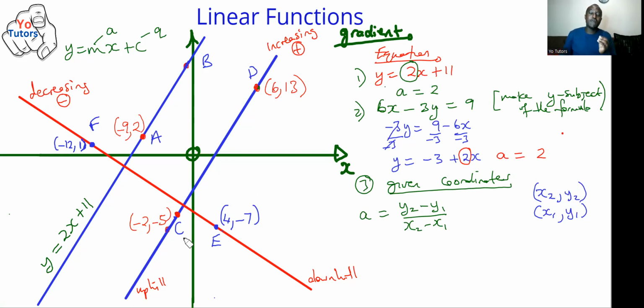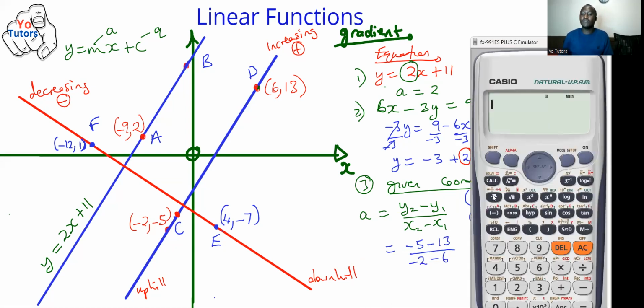Okay, so those are the coordinates that you'll be dealing with. So for example, let's deal with this line here, which is CD. For CD, we've got coordinates of (-2, -5) and then (6, 13). Okay, those are the coordinates we're dealing with. So how do we get the gradient? We take the y values: -5 minus 13, over -2 minus 6.